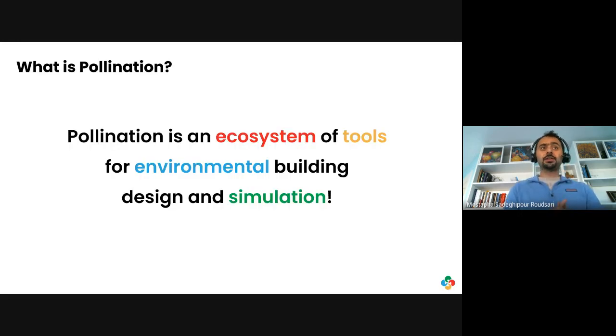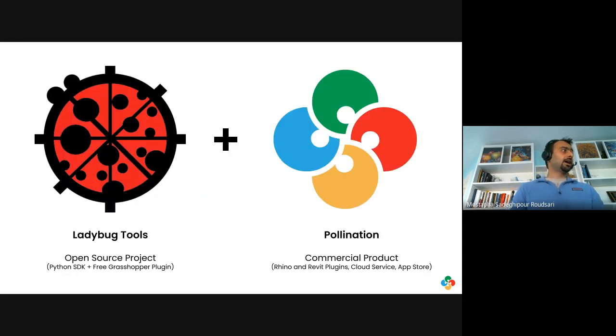So with that, what's Pollination? Pollination is an ecosystem of tools for environmental building design and simulation. It is built and maintained by the same team who is maintaining Ladybug Tools. Ladybug Tools is our open source projects, and Pollination is our commercial product. They work together, and you will see some closer to the end of the presentation how they're going both to stay around.